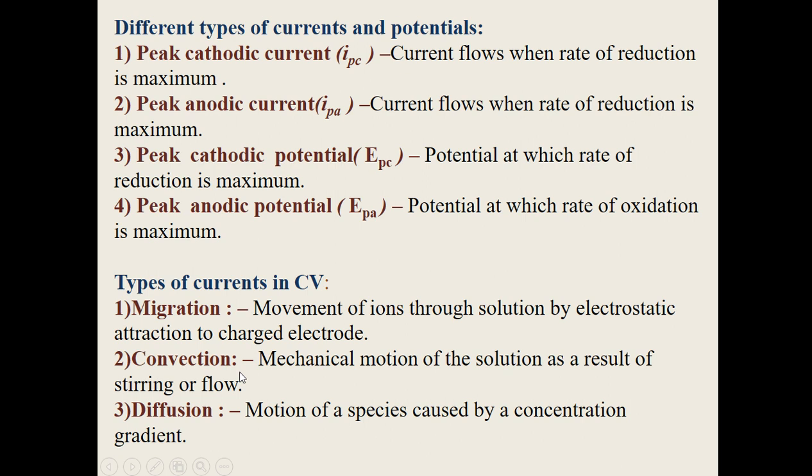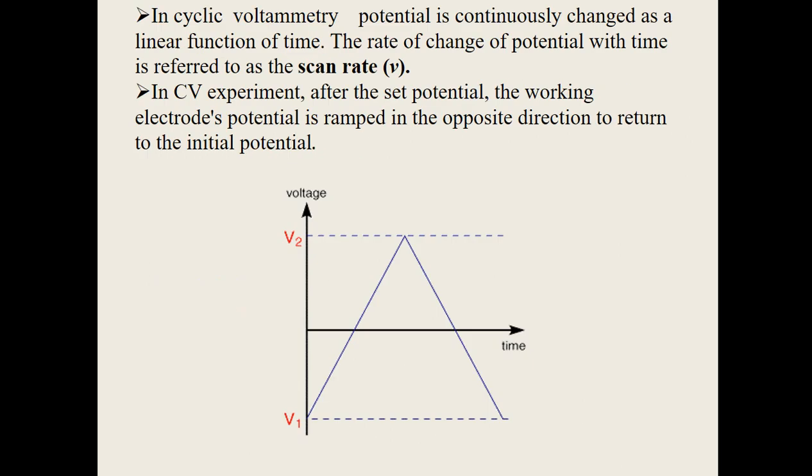Convection current means stirring. If you stir the solution, an external force allows the analyte to move, and hence there is additional current. And then diffusion current: due to the concentration gradient of the analyte, the analyte moves from a higher concentration region to a lower concentration region, and hence current generates, which is called diffusion current.